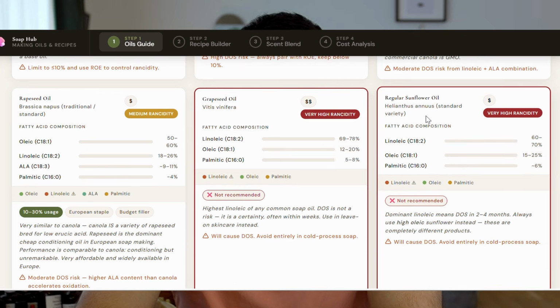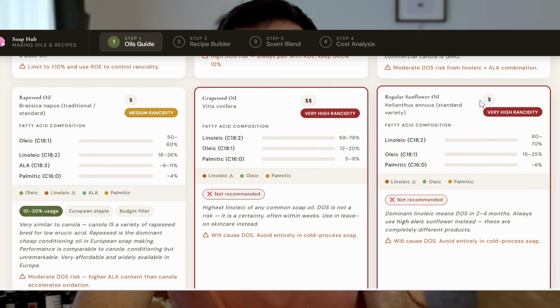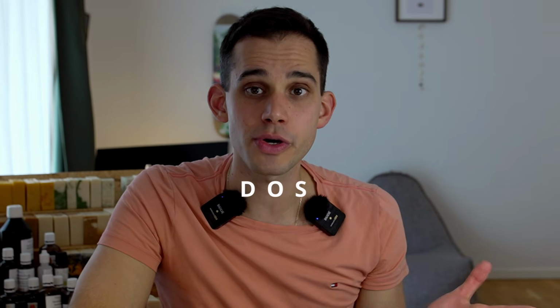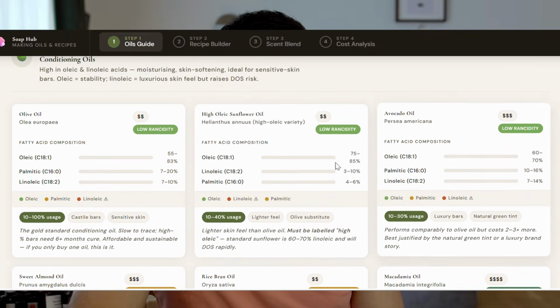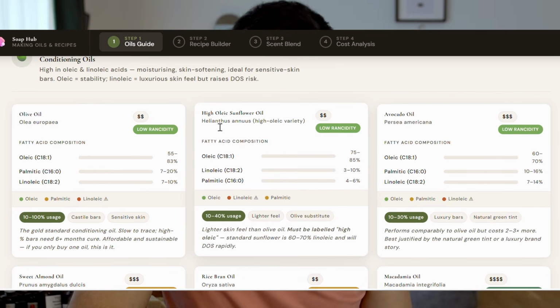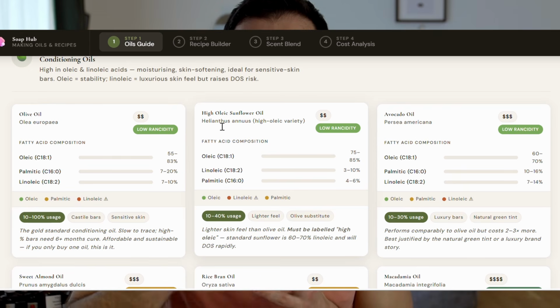What about regular sunflower oil? The regular sunflower oil is also really cheap. That's true, but it has 60 to 70% linoleic acid concentration. So it's very cheap, but it will also lead to dreaded orange spots and a very soft bar. So if you're planning to use sunflower oil, I would recommend you use high oleic sunflower oil. This is basically sunflower oil that has been processed to have a high concentration of oleic acid.